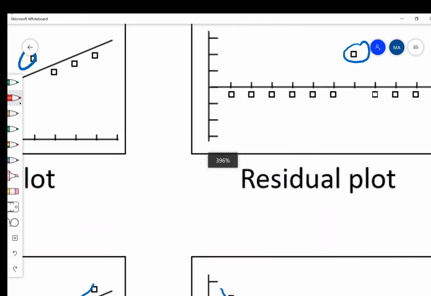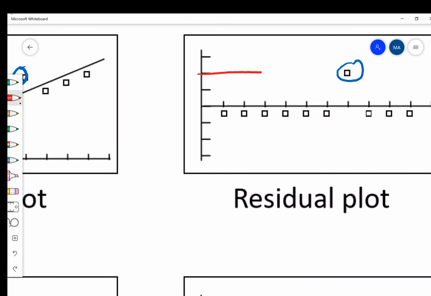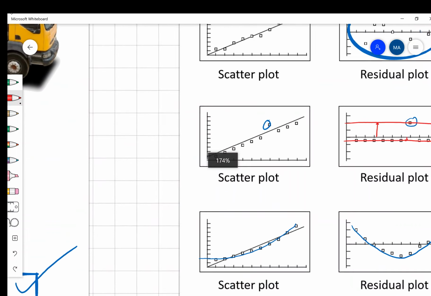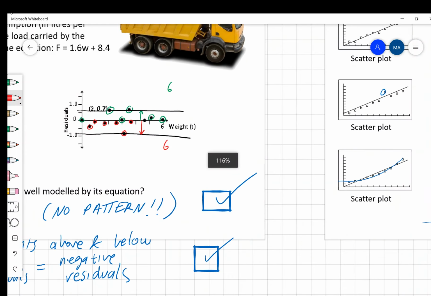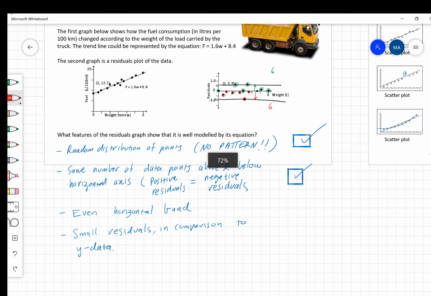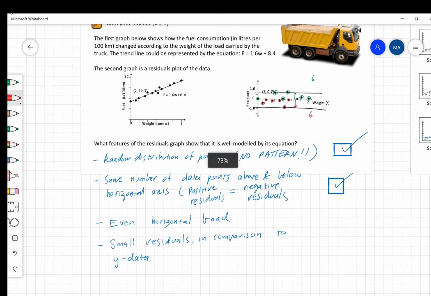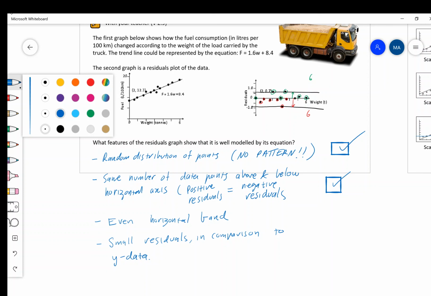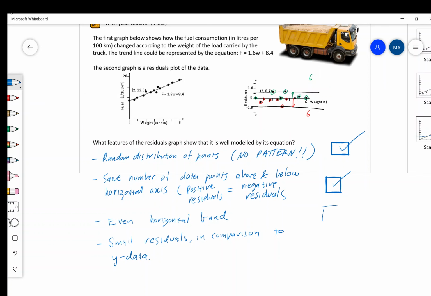You can see that this outlier has created a situation where it's not really an even horizontal band because it's skewed upwards, with a much bigger gap. So once again, that could indicate outliers, and so we don't like that. That doesn't indicate a good model. So let's tick that box as well. We have a relatively even horizontal band. So we'll tick that box.